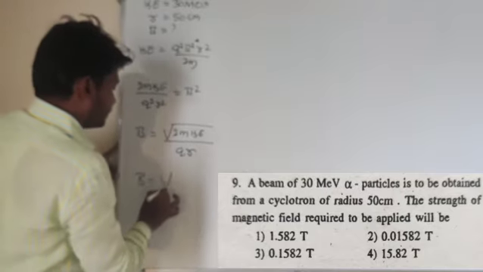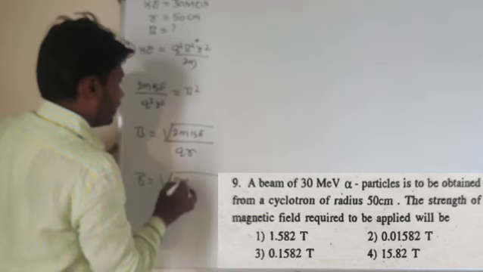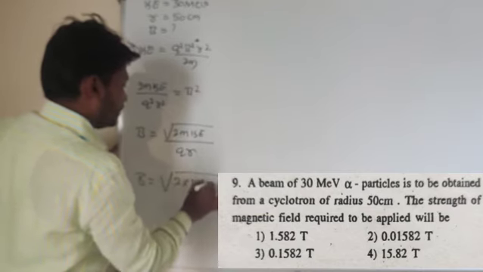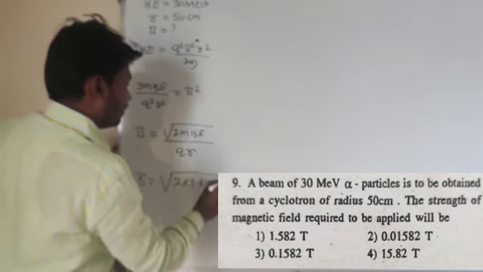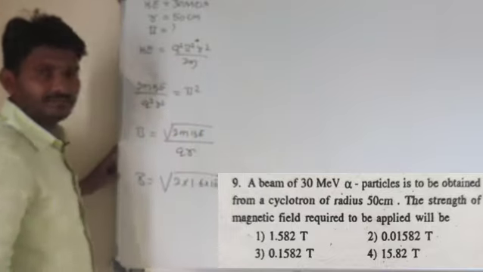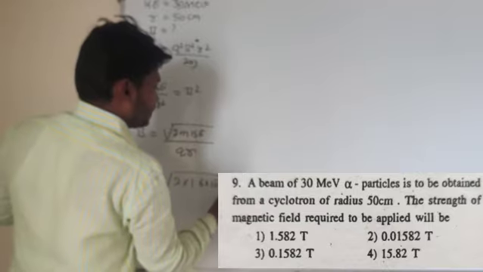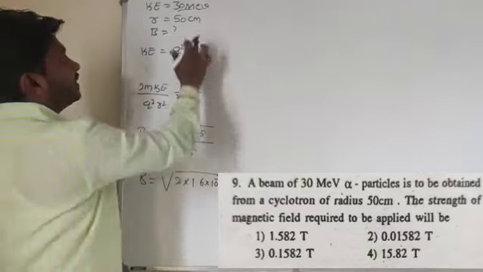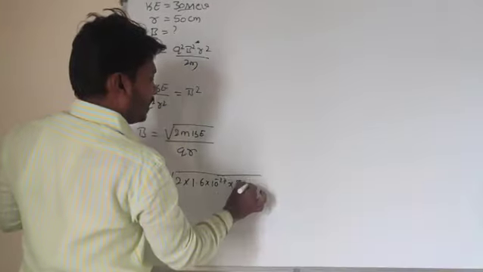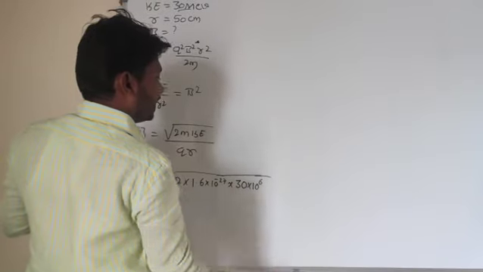Then B is equal to, under root 2, mass of the charged particle is 1.6 into 10 to the power of minus 27, right? And kinetic energy, that is 30. Look at here, 30 mega electron volt. Mega means 10 to the power of 6 electron volt.